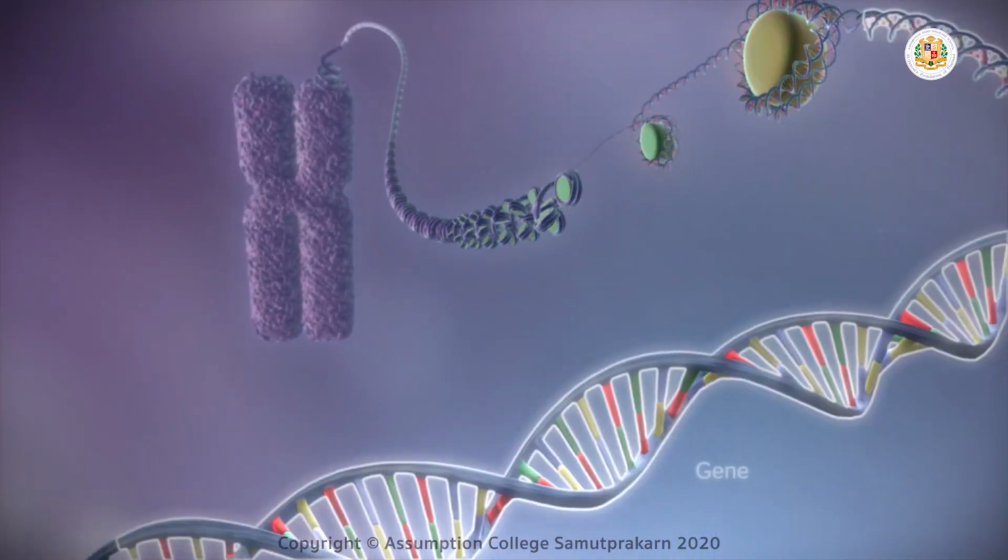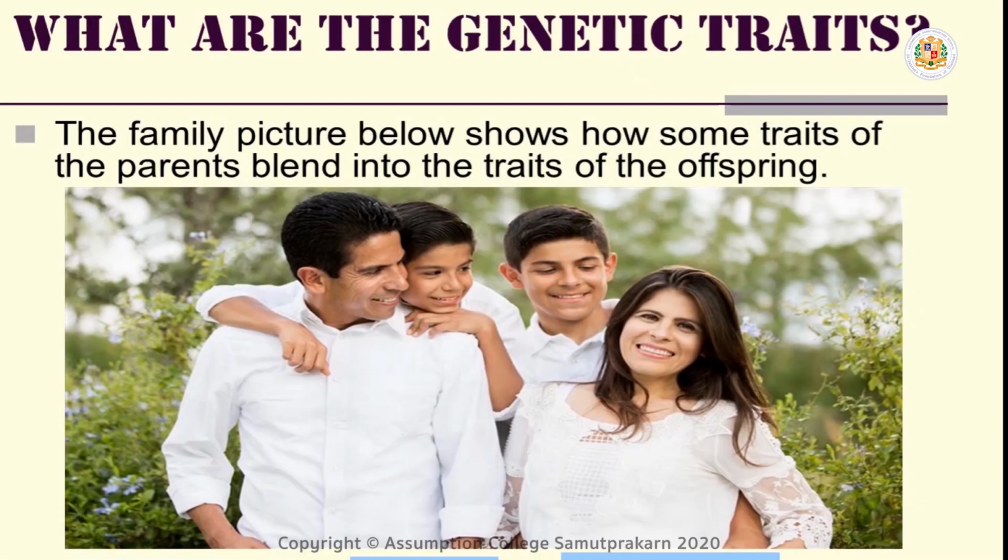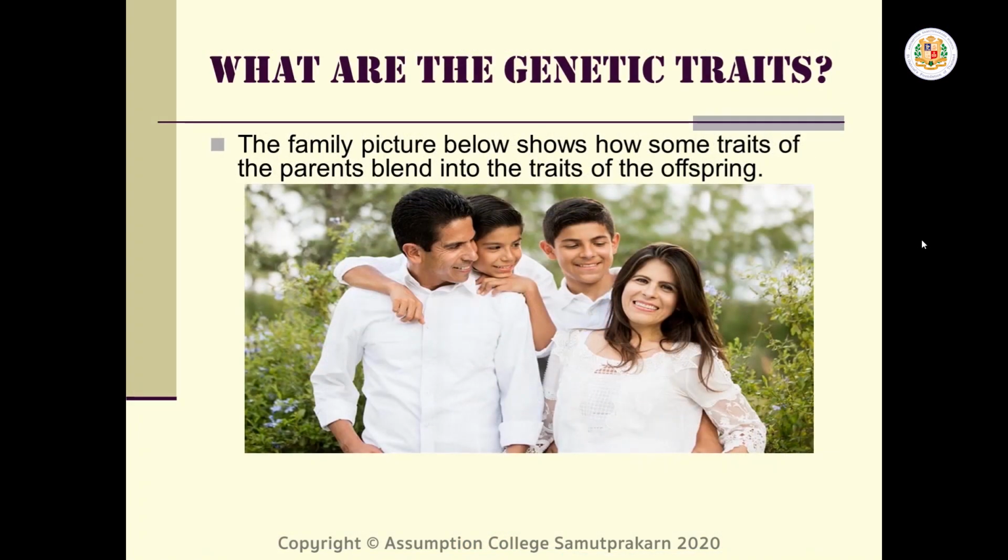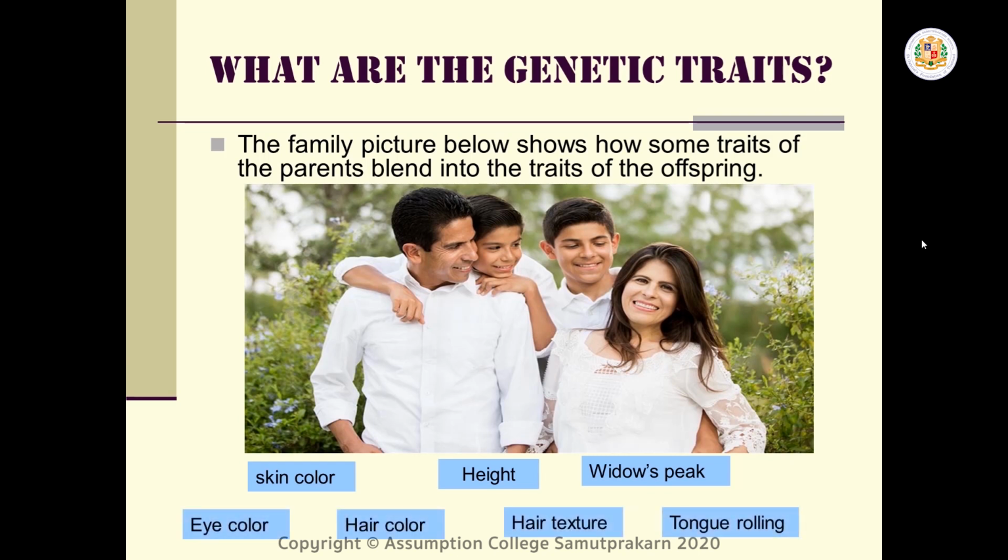So what are genetic traits? In order to fully understand genetic traits, let's take the picture as our example. The family picture below shows how some traits of the parents blend into the traits of the offspring. These traits could include some of the following, such as skin color, height, widow's peak, eye color, hair color, hair texture, or even the ability to roll the tongue.